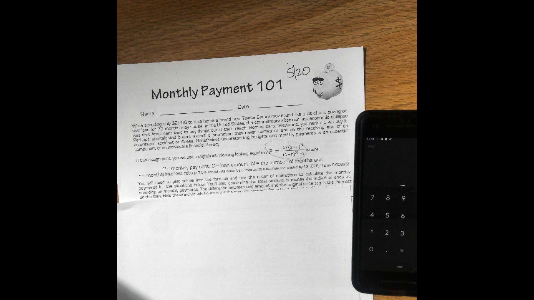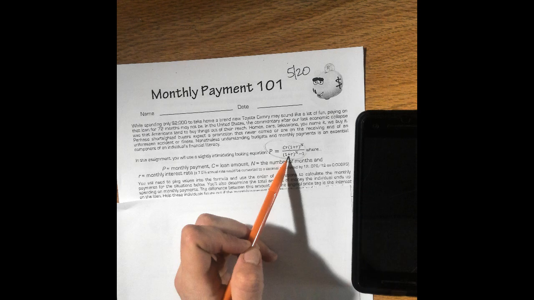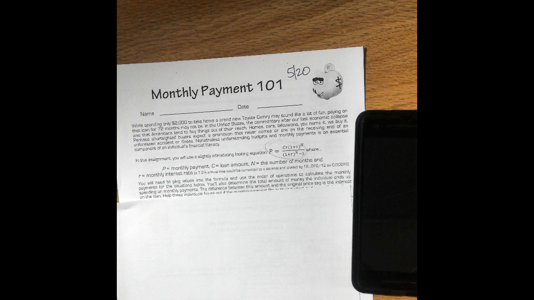So what we have today is we're going to calculate our monthly payments for loans, whether it's a car or a credit card or some other debt. You have this formula right here. It's fairly large, but they tell you exactly what each letter stands for. P stands for the monthly payment, C stands for the loan amount, N for the number of months, and R is your monthly interest rate.